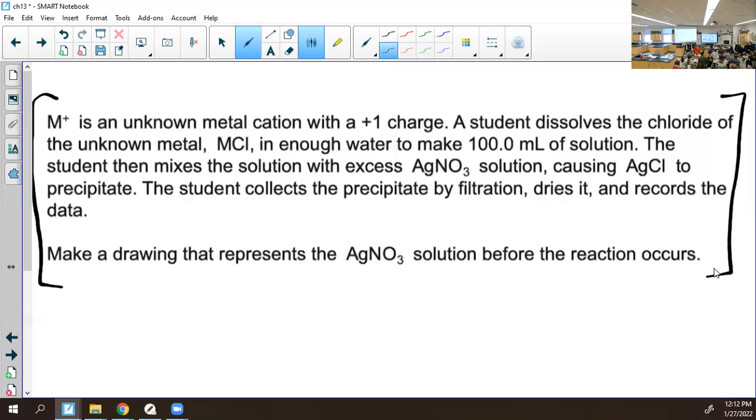Some background knowledge here. You would need to know if AgNO3 is soluble. It's NO3. Good job. So it is. It is. Yeah.